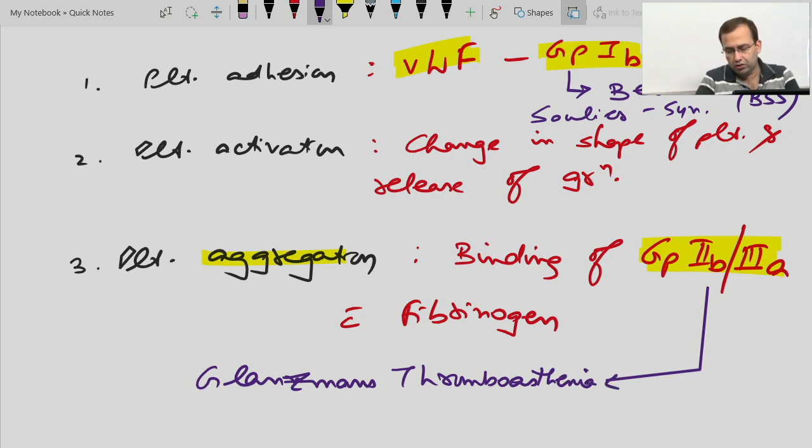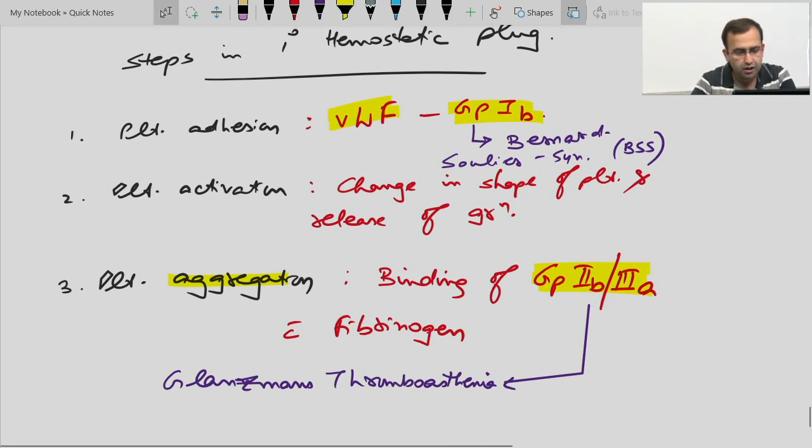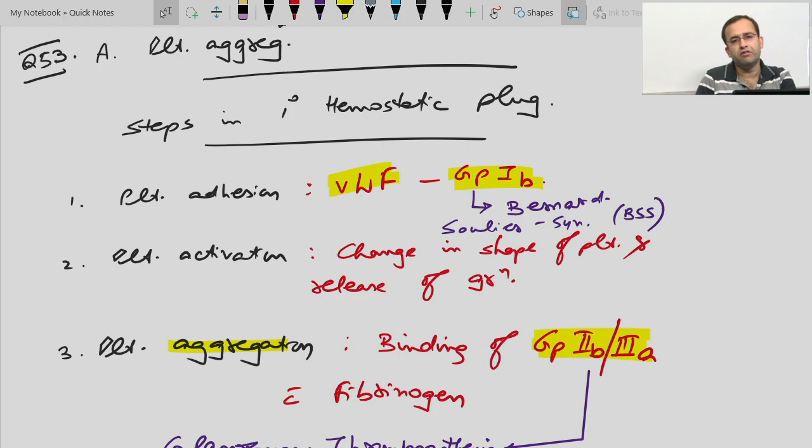So this is primary hemostatic plug formation: platelet adhesion, activation, aggregation, with 3 diseases associated. Glanzmann's is a defect in platelet aggregation.